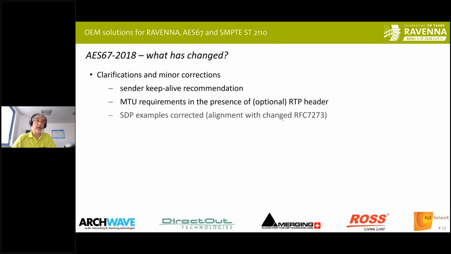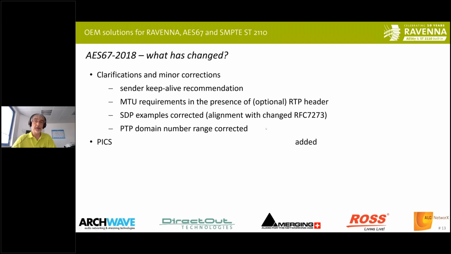Well, as in the previous revision, we had adjusted some minor ambiguities. We had added clarifications and done some corrections to the standard. Particularly, we have added a sender keep alive recommendation for the unicast transfer mode. We have adjusted wording on the MTU requirements in the presence of optional RTP headers. SDP examples were corrected, or in other words, aligned with the then changed RFC 7273. For those of you who don't know what that is, that's the clock reference and synchronization standard issued by the IETF, which is very, very important for AES67 and SMPTE 2110. And we had a correction in the PTP domain number range.